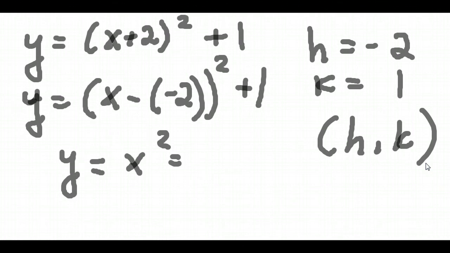So the next one, step 3, find and plot 2 points on one side of the axis of symmetry, such as (-1, 2) and (0, 5).